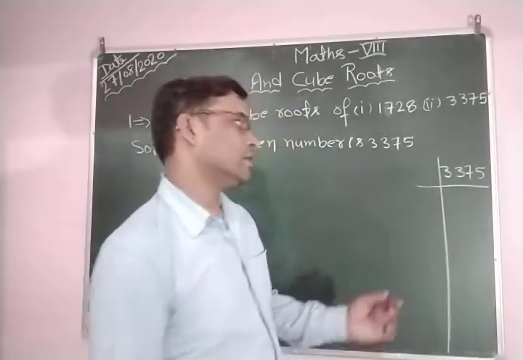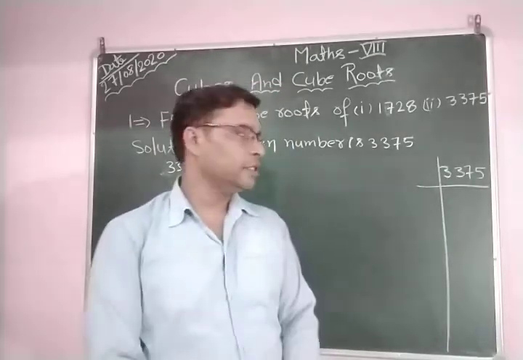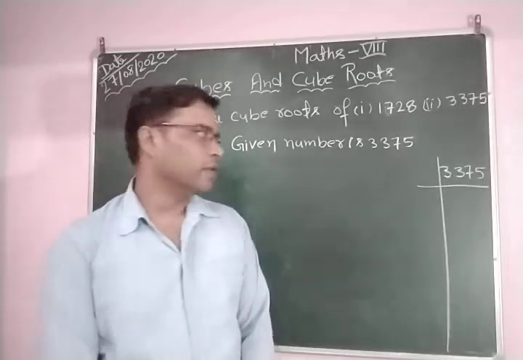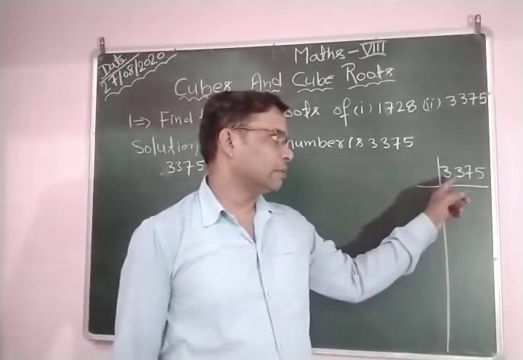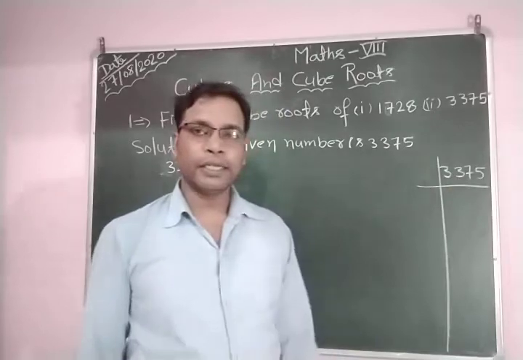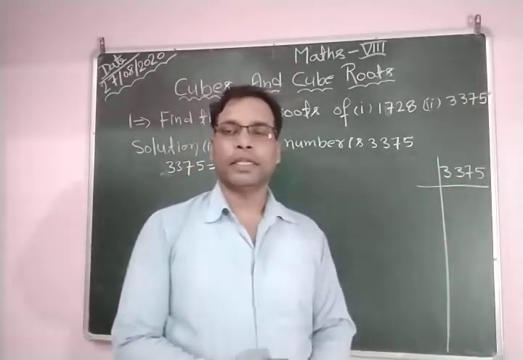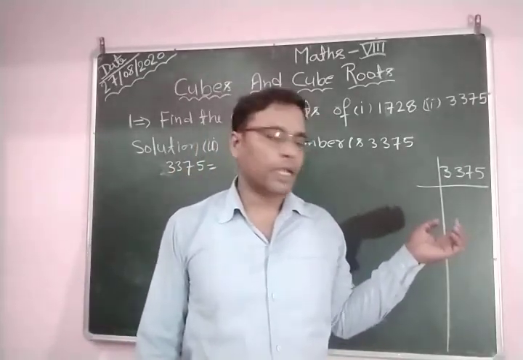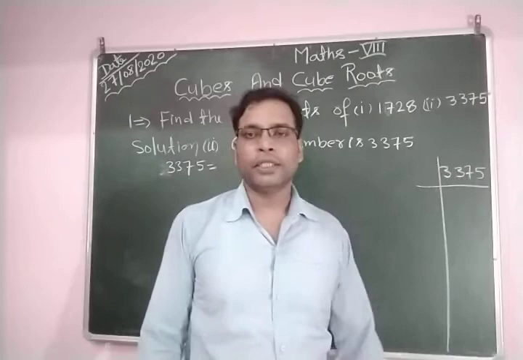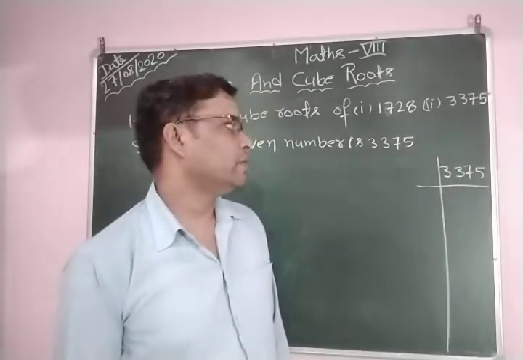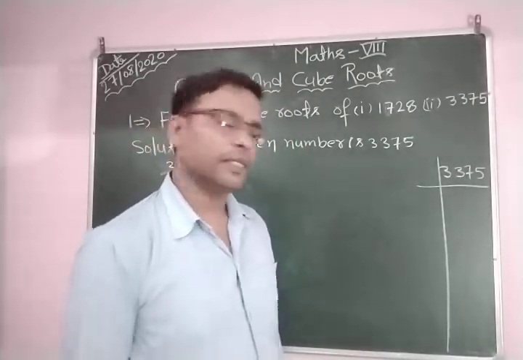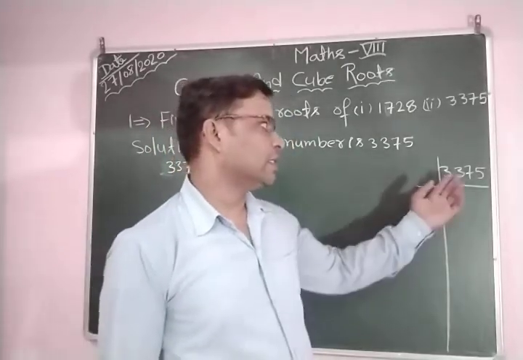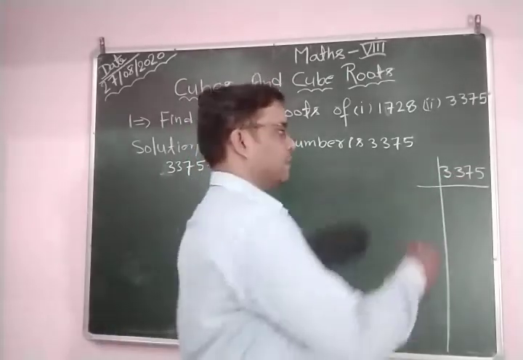Here you can see the unit digit is 5. It means this number is divisible by 5. Also, take the sum of the digits: 3 plus 3 is 6, plus 7 is 13, plus 5 is 18. It means this number is also divisible by 3, and it is not divisible by 2 because the unit place digit is odd. First we divide this number by 3, because 3 is the smallest prime number that divides 3375.